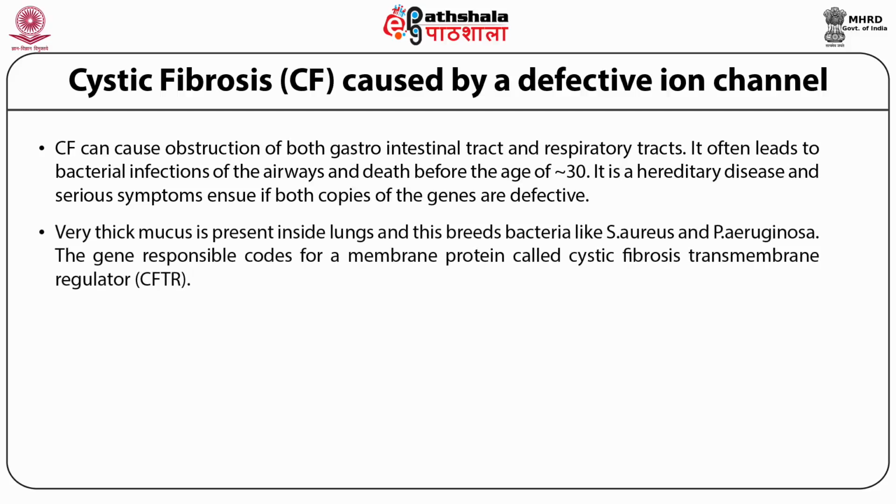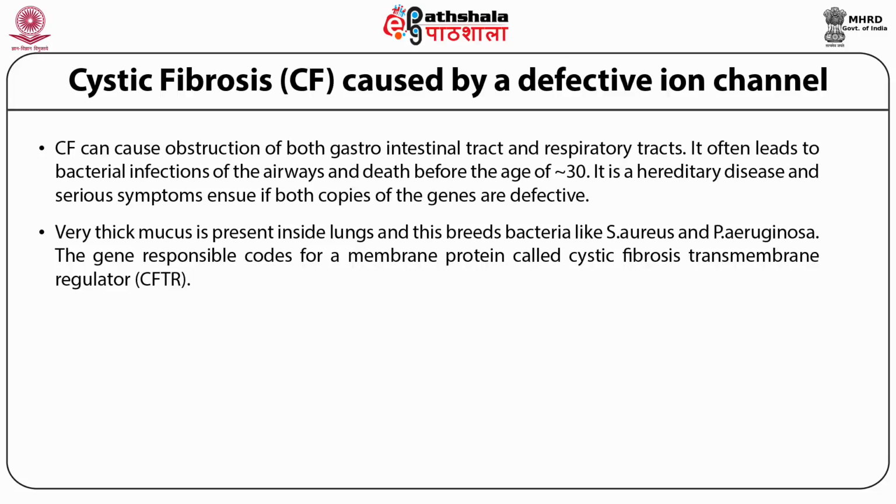Very thick mucus is present inside the lungs, and this breeds bacteria like Staphylococcus aureus and Pseudomonas aeruginosa. The gene responsible codes for a membrane protein called cystic fibrosis transmembrane regulator, abbreviated as CFTR. It has 12 transmembrane helices and is structurally analogous to the multi-drug transporter discussed earlier.